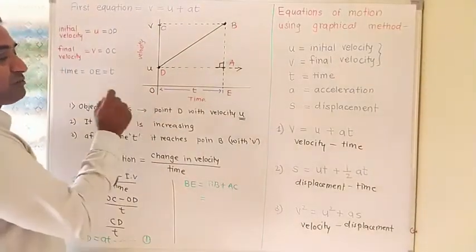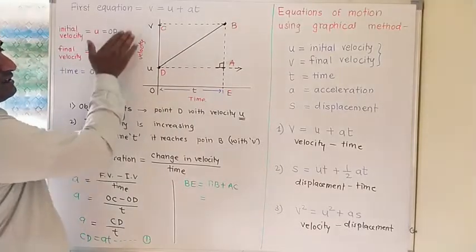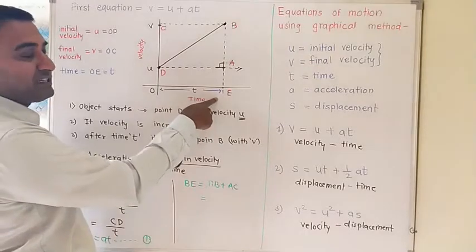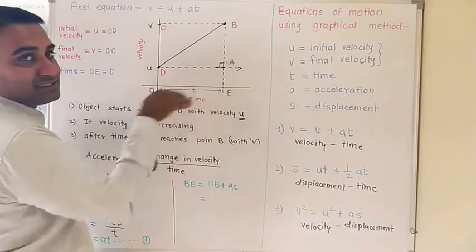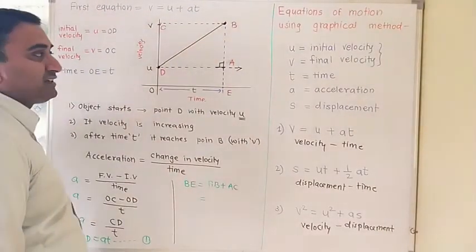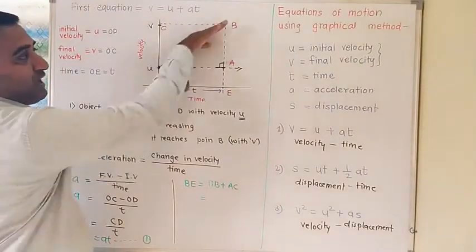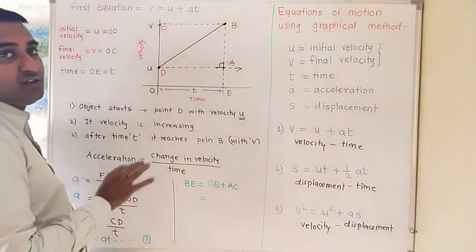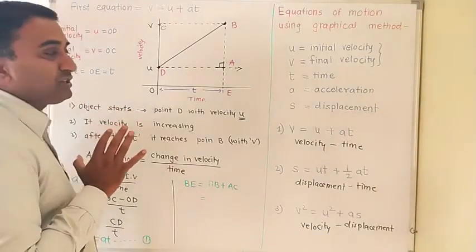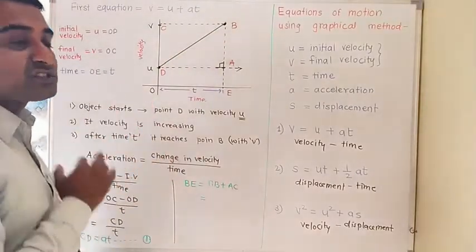So when the object started to move, it was at point D. On the y-axis we are representing velocity, and on the x-axis we are representing time. As time increases, velocity also increases. Uniform acceleration we have here. As velocity increases, we have the velocity-time relation, and because it is uniformly accelerated motion, we get a straight line. The graph is a straight line.